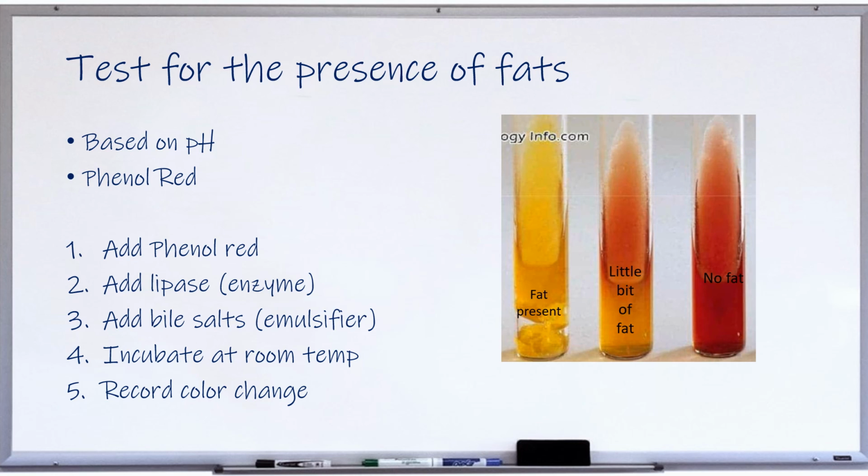Let me show you a sample set of results. We can see when there's no fat, the phenol red stays red. If there's a little bit of fat, you start to see the separation of the fat and the water, or where the fat and the water meet. There's a little bit of fat, so it's a little bit yellow, a little bit red. And if there's fat present, you can see here very clearly that there's fat mixed in, or trying to mix in with the water. But this is clearly yellow, so there is fat present.